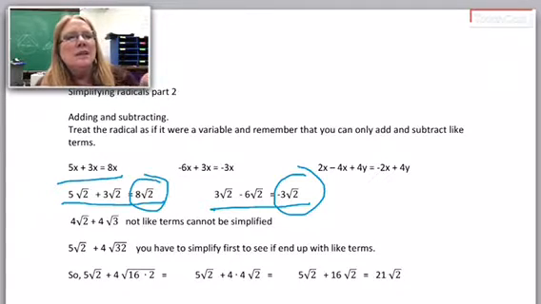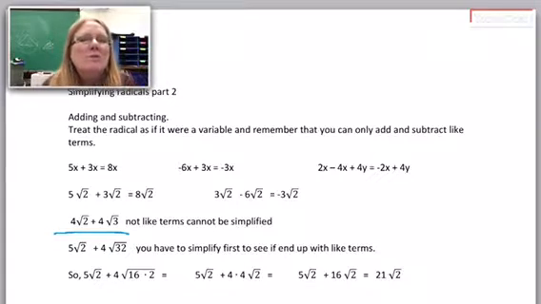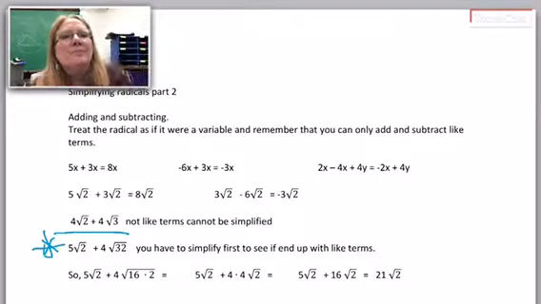Like terms, again, have to be present to combine them. So when you have 4 square root of 2 plus 4 square root of 3, the radicals are not like terms, so there's nothing you can do there. You just leave them alone and you can't simplify it any further. But sometimes you're going to get something like this one.